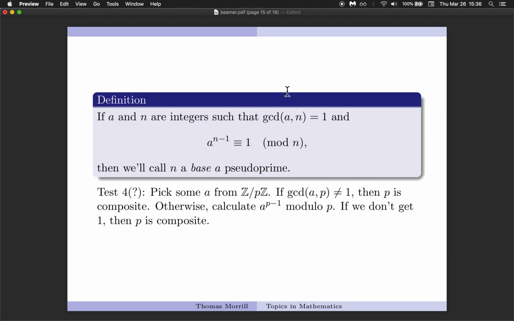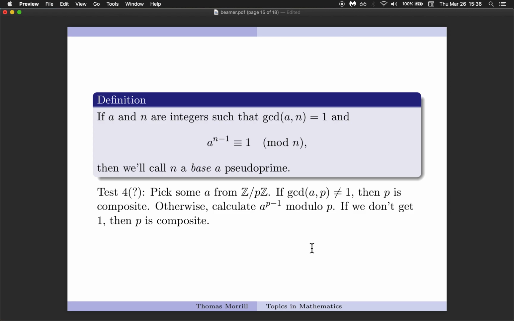So if I do have one of these residues A, and I need to pick an A, again, with GCD of A and N equals 1, which is to say A and N are relatively prime. They do not share any prime factors. If I have these two numbers A and N, and it is the case that Fermat's equation works, that A to the power N take 1 gives me 1 mod N, the name for that is that N is a base A pseudoprime.